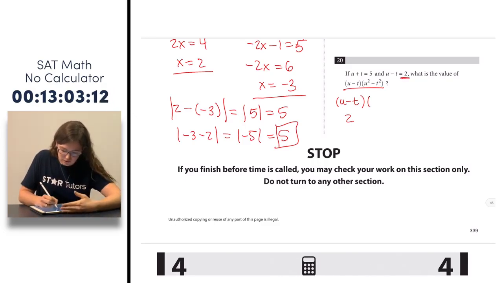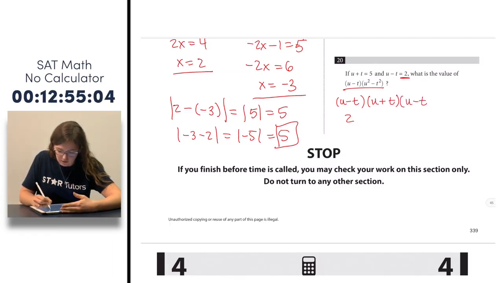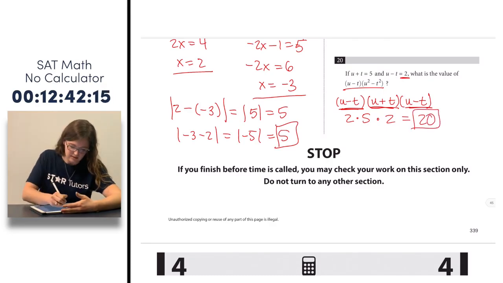And then u squared minus t squared, again, that's a difference of squares. We can split that up into u plus t times u minus t. And I already know those numbers. So now this is 2, this next one is 5, and the next one is 2 again. So I've got 2 times 5 times 2, it's 4 times 5, that's 20. 20 is the answer there.